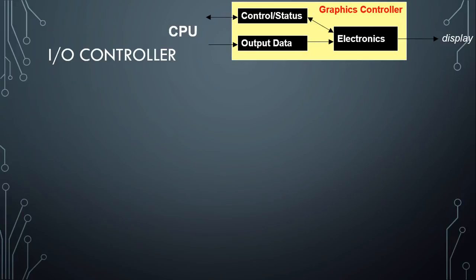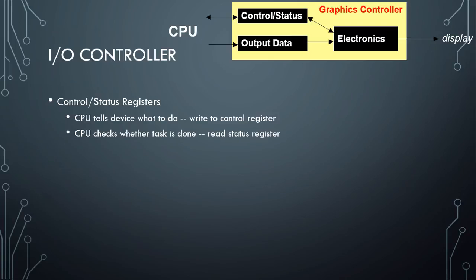Now, if we look at the I/O controller here, we have several different things going on. The first of which is the control status registers. This allows the CPU to tell the device what to do, which is the write to control register. The CPU then checks whether the task is done, which is a read status register. So you have a write and a read status. In our visual here, we have the CPU, and you can see there's a back and forth for control status, which can then feed to electronics out to display, which is all part of the graphics control here.